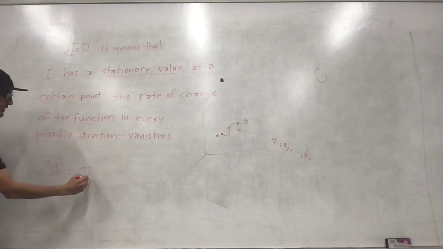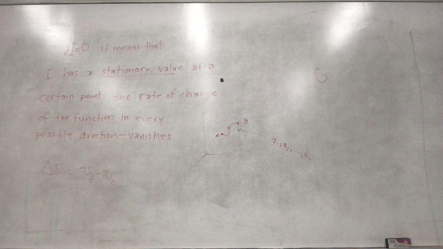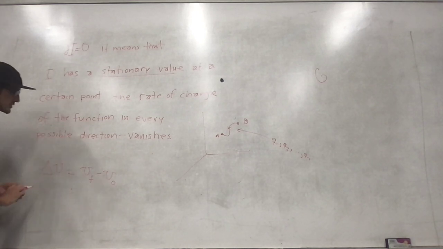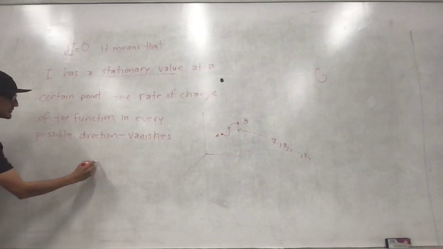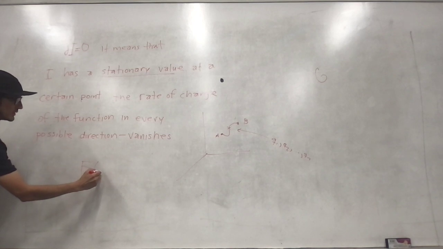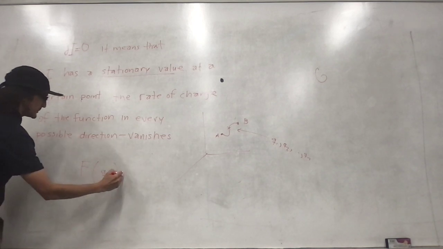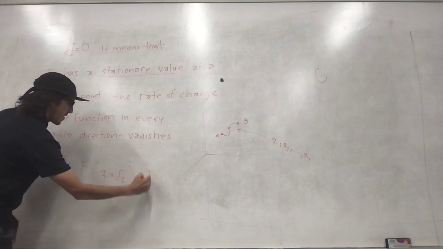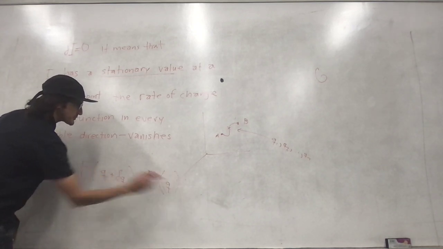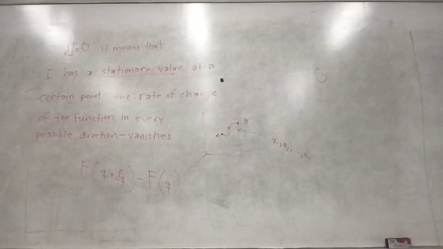Well, it will be the final velocity minus the initial, right? So you always have some final value minus the initial value. So here we're going to have the value of the function at this particular point, let's call it f at q plus some small displacement in q, minus the original one. So we're looking at the neighborhood of the point. These are always infinitesimally small.